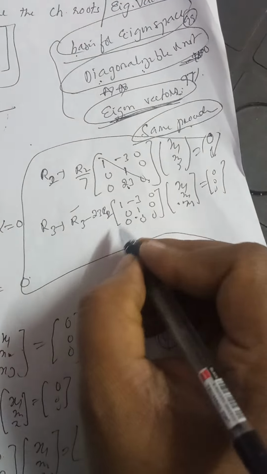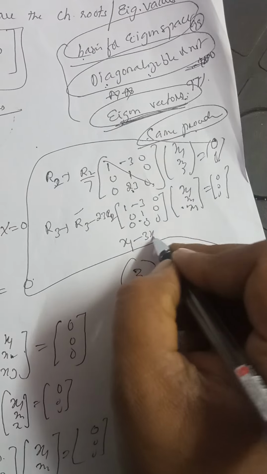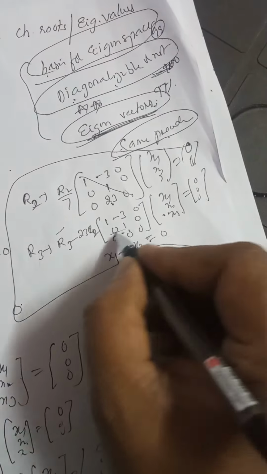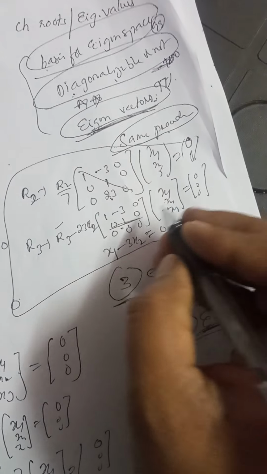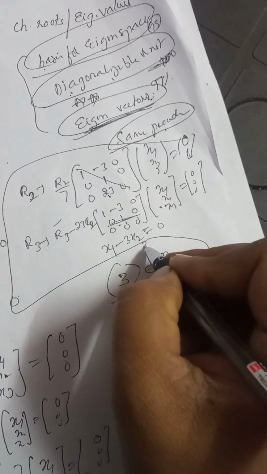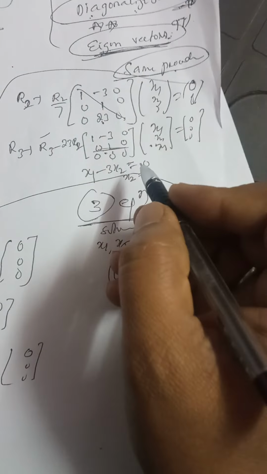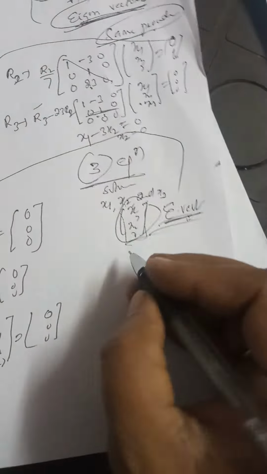How many equations will you get? Now 1 into x1 is x1, minus 3 into x2 is minus 3x2, 0 into x3 is 0, is equal to 0. Similarly, by using the second row, 0 into x1 is 0, 1 into x2 is x2, 0 into x3 is 0. Now x2 is equal to 0, right? Now see, similarly the third one. Okay, now we got x1 minus 3x2 is equal to 0, and x2 is equal to 0.